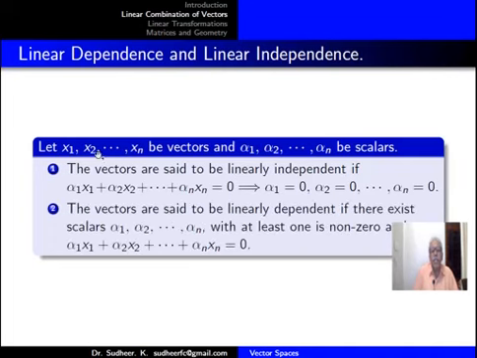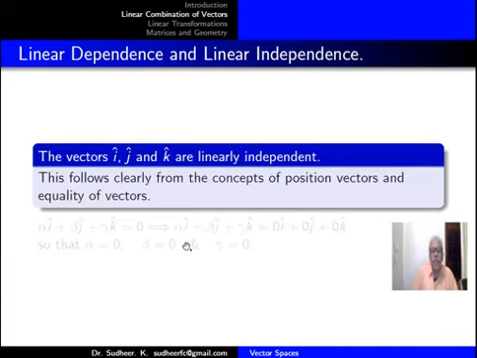Now, there is a new definition, linear dependence and linear independence. Let x1, etc. xn be vectors, alpha 1, etc. alpha n be scalars. We say the vectors are linearly independent if alpha 1 x1 plus alpha 2 x2 plus etc. plus alpha n xn equal to 0 implies all the coefficients alpha 1, etc. alpha n are 0. The vectors are said to be linearly dependent if there exist scalars alpha 1, etc. alpha n with at least one non-zero and still the linear combination is 0.